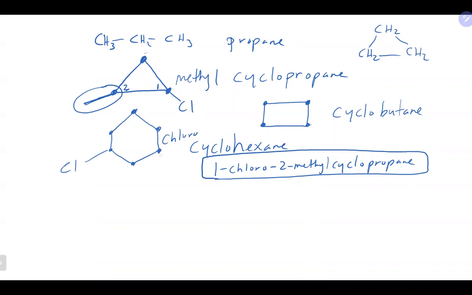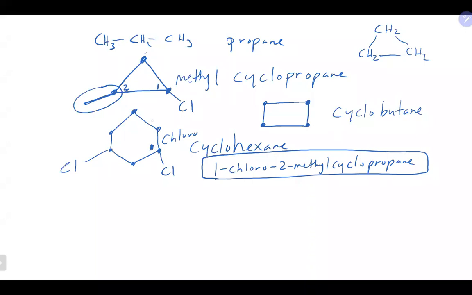Now if I put another chlorine here, this would be dichlorocyclohexane, but because there's more than one group, we need numbers, even though it's the same guy. So in this case, you could actually start at either chlorine. I'm going to start at this chlorine here and call this number 1.